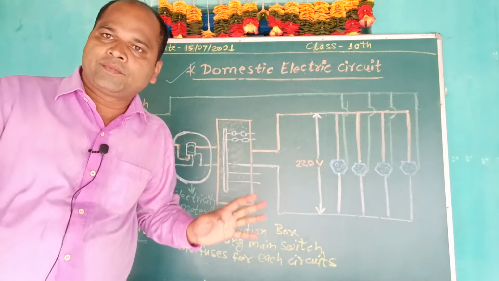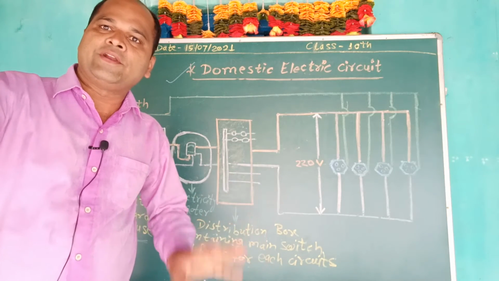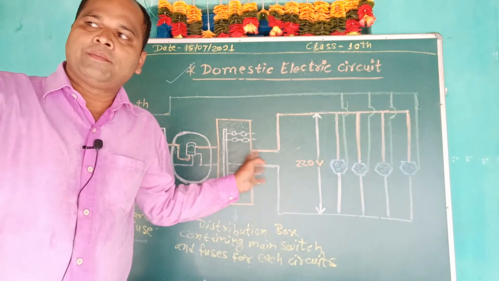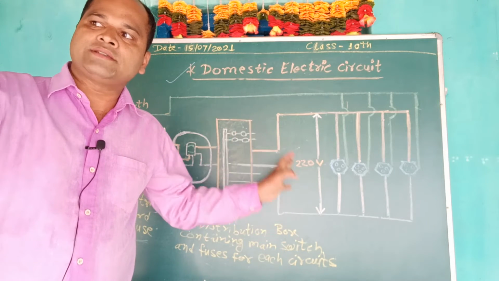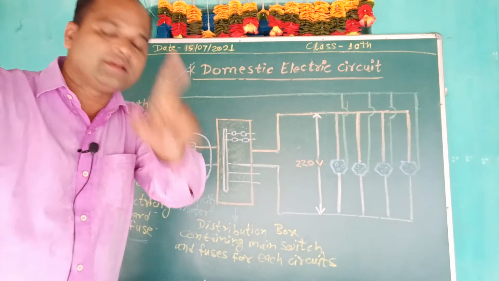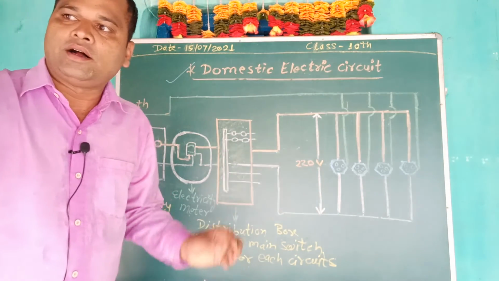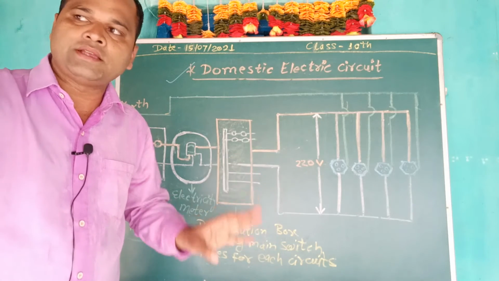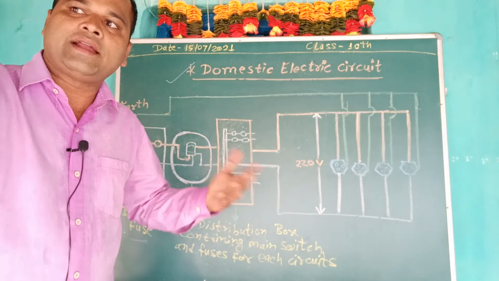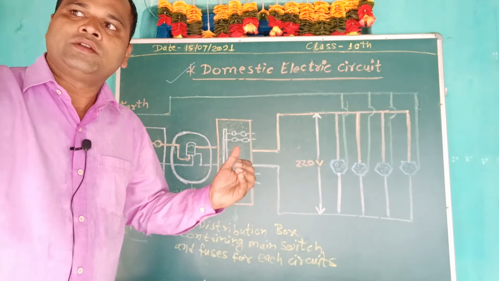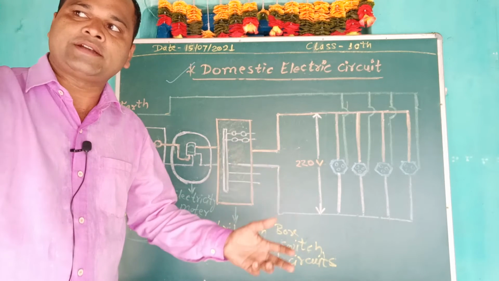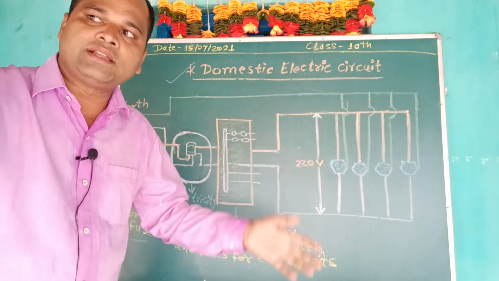Students, at the meter board in the house, these wires pass into an electricity meter through a main switch. Through the main switch they are connected to the live wire in the house. These wires supply electricity to separate circuits within the house.